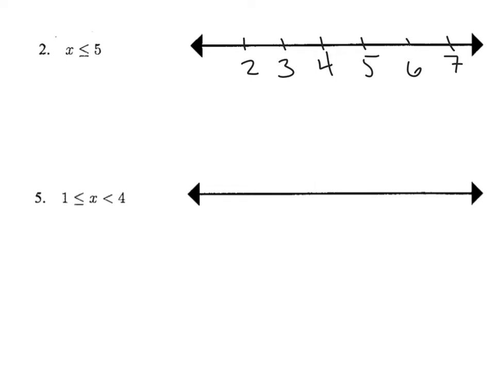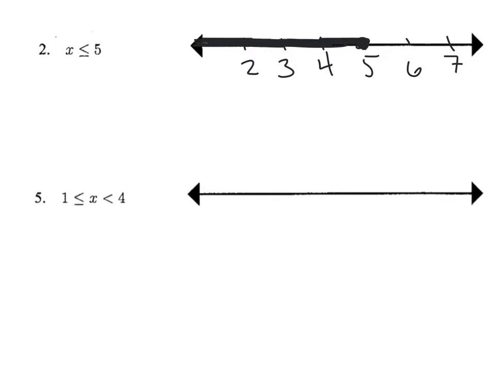So that means that 2 is a possibility, 3, all of these numbers in here are possibilities, okay? So I'm going to color in everything that is below 5. And now the question becomes, do we include 5 or not as part of our graph? Well, it says x is less than or equal to, so x could possibly be 5. So I'm going to put a closed circle at 5, and I'm going to color in everything that is below it.